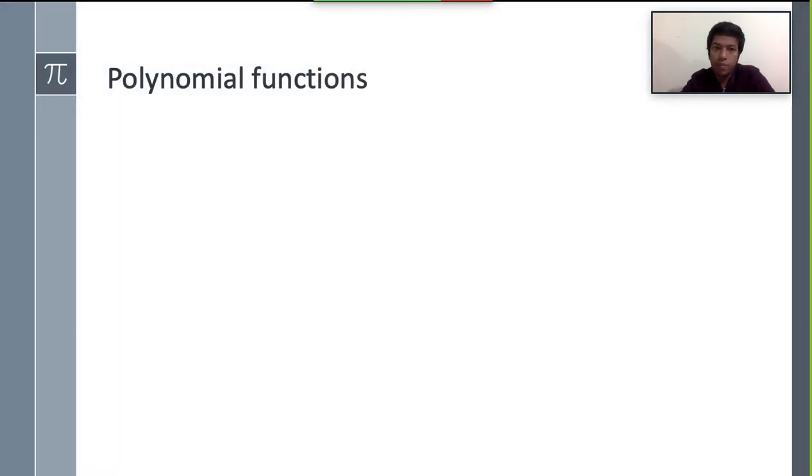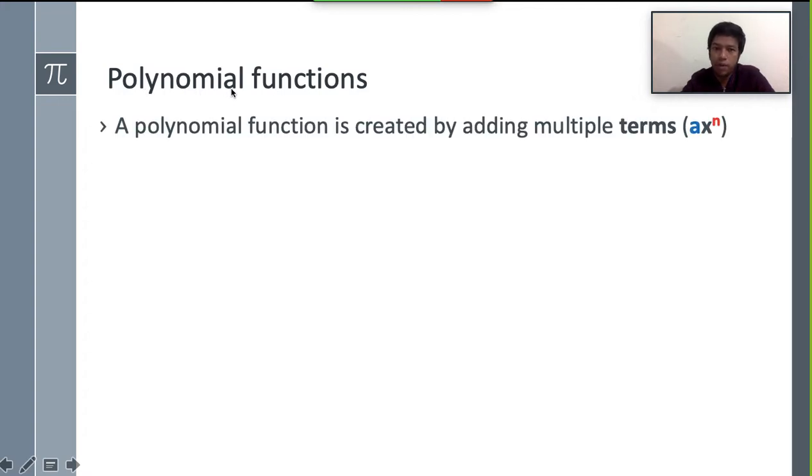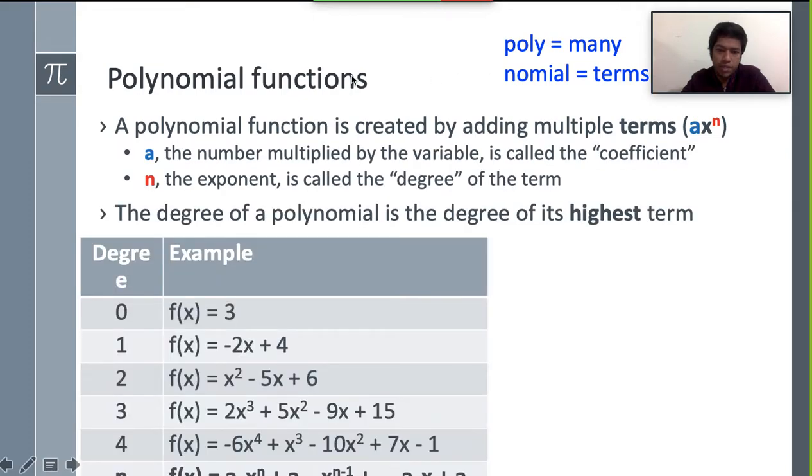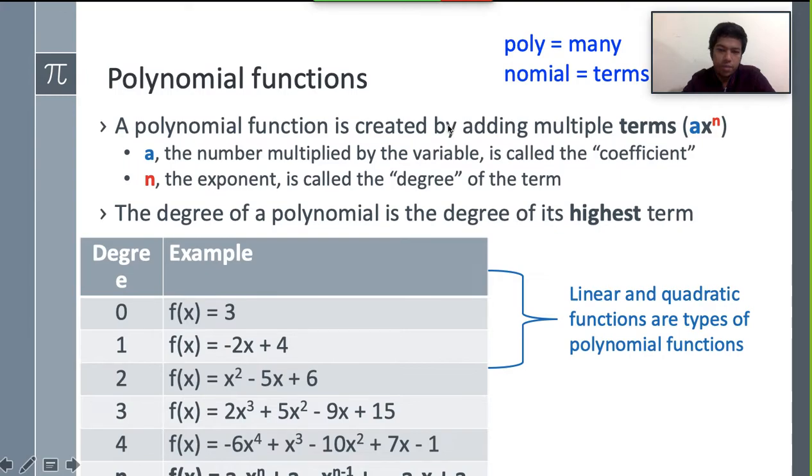So first of all, polynomial function, what does it mean? Poly means many, nomial means term, polynomial. When a function has many terms, then it is a polynomial function. We'll give you the examples. So these are the examples of polynomial functions.